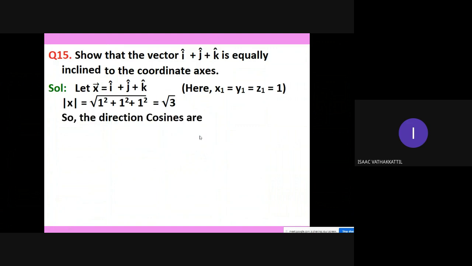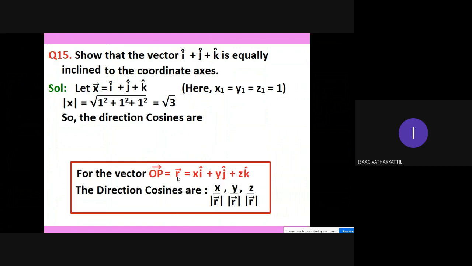Magnitude of x is root 3. Direction cosines: if OP is a vector r, then the direction cosines are x by magnitude r, y by magnitude r, z by magnitude r. You can simply apply x dot i by magnitude x into magnitude i, that is r dot i by magnitude r into magnitude i. Here, r dot i will be simply 1 by magnitude of r. So L is 1 by root 3, M is 1 by root 3, N is also 1 by root 3.